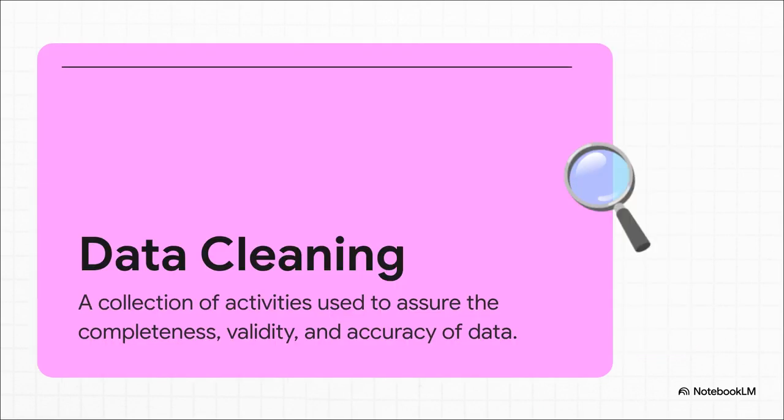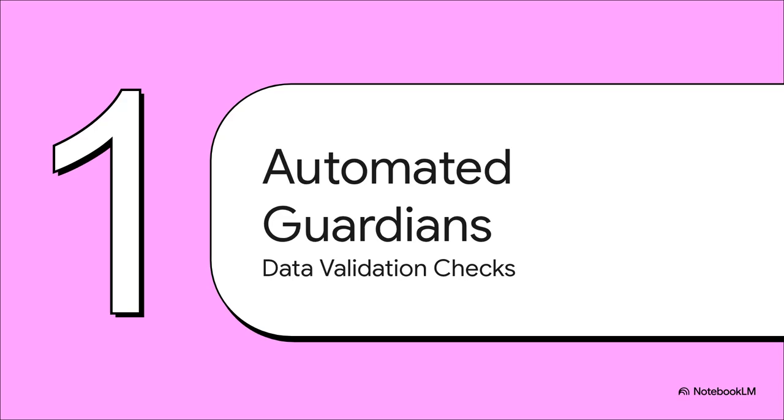Okay, so what are we even talking about when we say data cleaning? It's not just one thing, it's a whole set of activities. And we're really aiming for three key things here: completeness, making sure nothing's missing; validity, meaning the data actually makes sense; and accuracy, making sure it reflects what happened in the real world. Getting this right is absolutely non-negotiable. So where do we even begin?